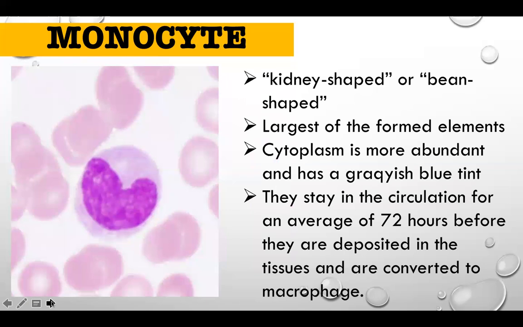Monocyte is the largest cell in the circulation. It is exhibited by having a kidney-shaped or bean-shaped nucleus. Its cytoplasm is more abundant and has a grayish blue tint. They stay in the circulation for an average of 72 hours before they are deposited into tissue and converted to macrophages. The main function of the monocyte is that they are involved in phagocytosis and they defend against invading microorganisms.